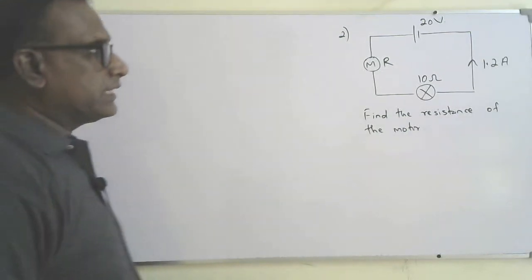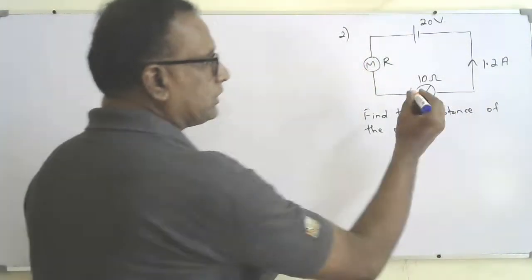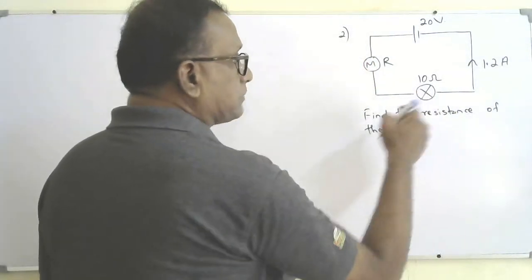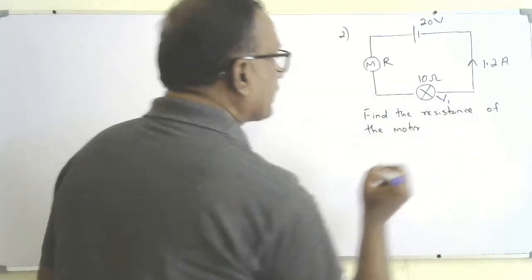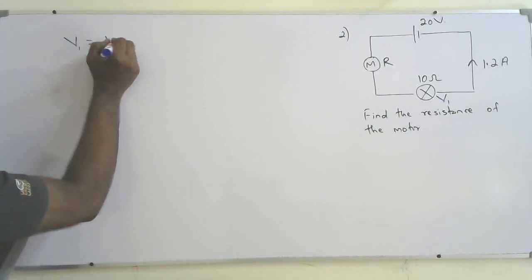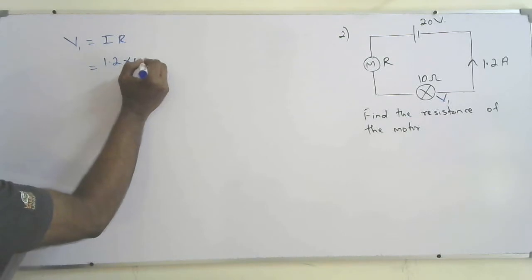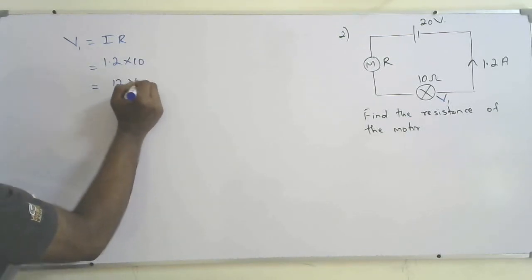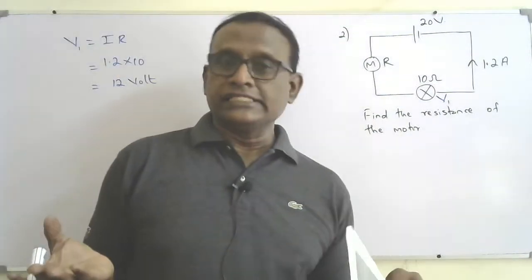Okay, so second method, I can use a potential divider method also. So I need to find the voltage across the bulb. So I know the current, I know the resistance of the bulb, let it be V1. So I can say the voltage across the bulb, V1, is equal to IR. So the current is 1.2 into resistance is 10 ohms, so 12 volt. So that's the voltage across the bulb. Now use the potential divider method.